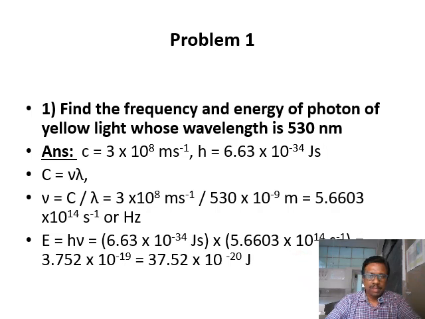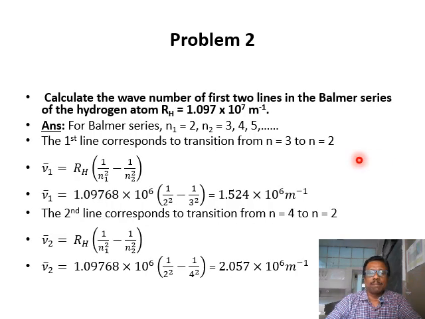This is the answer. Next, we'll go to the second problem. Calculate the wave number of first two lines in the Balmer series of hydrogen atom. RH is equal to 1.097 into 10 to the power of 7 per meter. So this problem can be solved by using the Rydberg equation. This is the Rydberg equation: nu bar is equal to RH into 1 divided by n1 square minus 1 divided by n2 square.